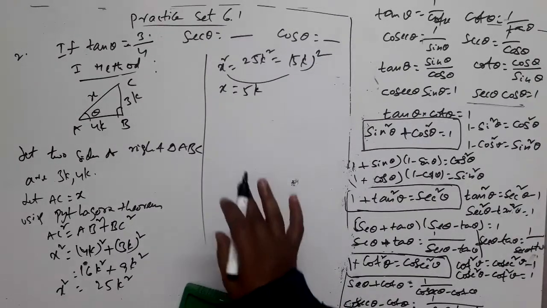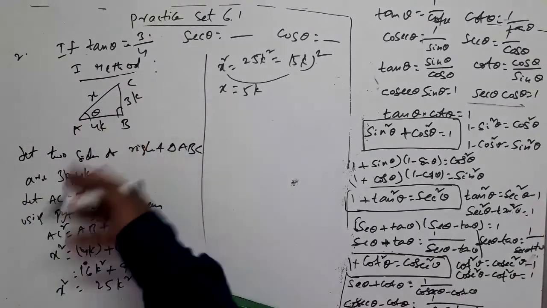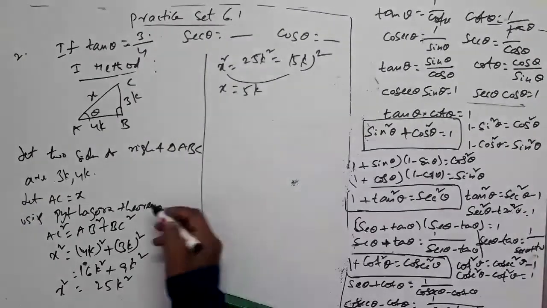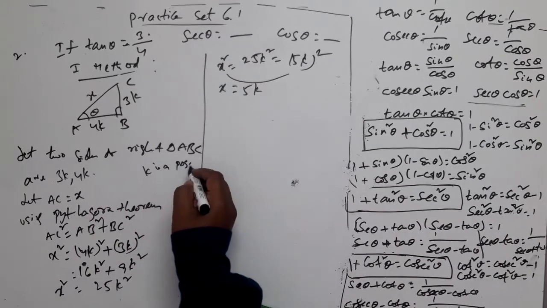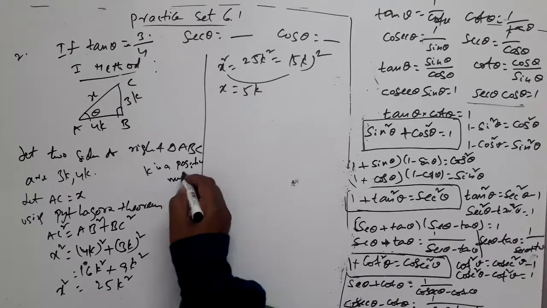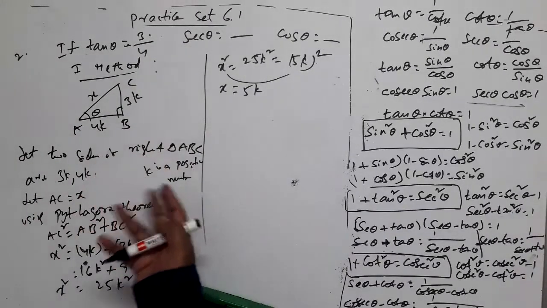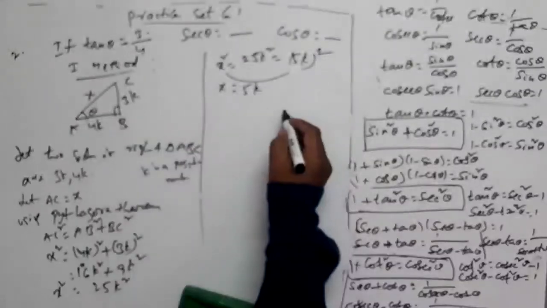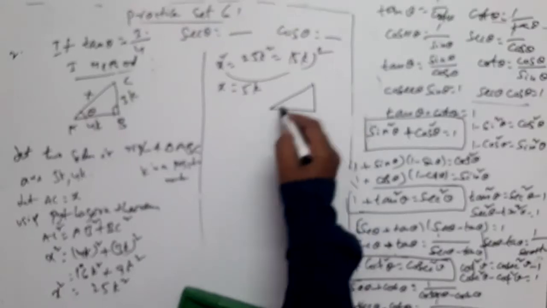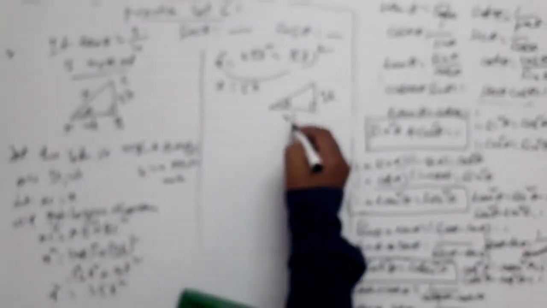Generally, you are supposed to write plus or minus 5k. But we know that x is the length of a side. That should be positive only, so that cannot be negative. Here also k is a positive number. Why? 3k, 4k are lengths of sides. Sides cannot be negative. So k should be positive. So x is 5k. So now my triangle can be seen like this. This is theta. This is 3k, 4k. Third side also I know now, 5k.